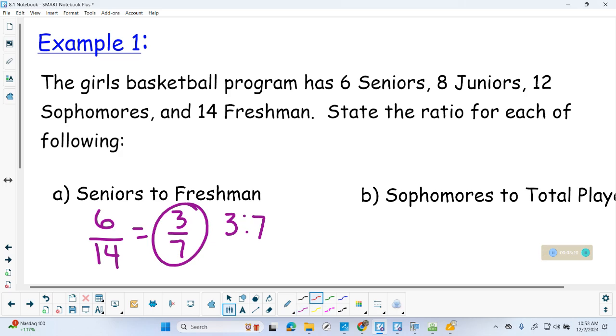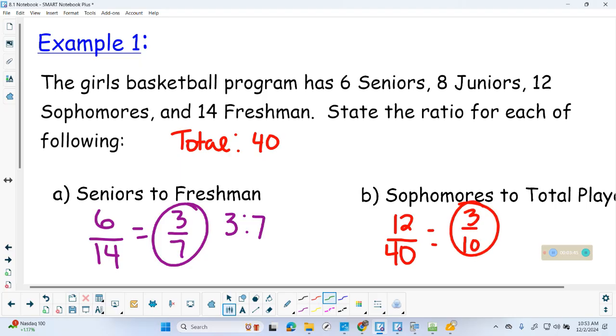Okay, sophomores to total. Well, of course, we can all read up here. We see that there are 12 sophomores. You're going to have to do a little bit of math here. I need to know how many total kids there are. So when you add your senior, sophomore, freshman, how many? 40. So we're going to do 12 compared to 40. Either you do it in your head or your calculator. Let's reduce it. 3 over 10. This is what you're doing today, my friends. This is so easy. I know.